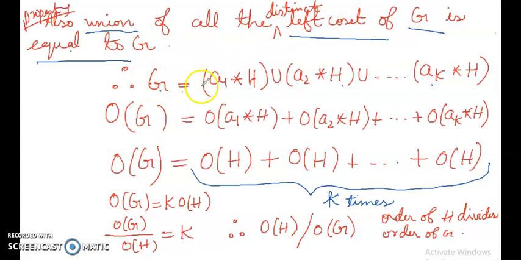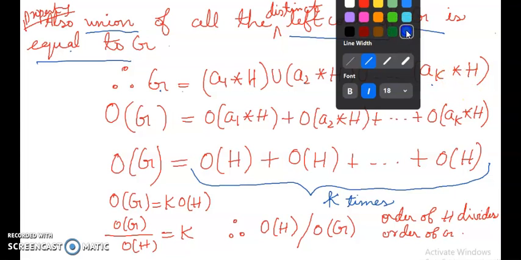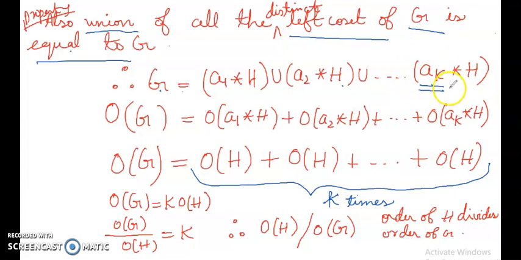So therefore G is equal to the union of the different left cosets, that is A1 star H union A2 star H union etc. Ak star H. Here there are k distinct left cosets, so I take up to Ak. Now order of G, the number of elements in G, is the same as order of A1 star H plus order of A2 star H plus etc. plus order of Ak star H, because by property the union of distinct left cosets of G is equal to G, so the order is also equal.